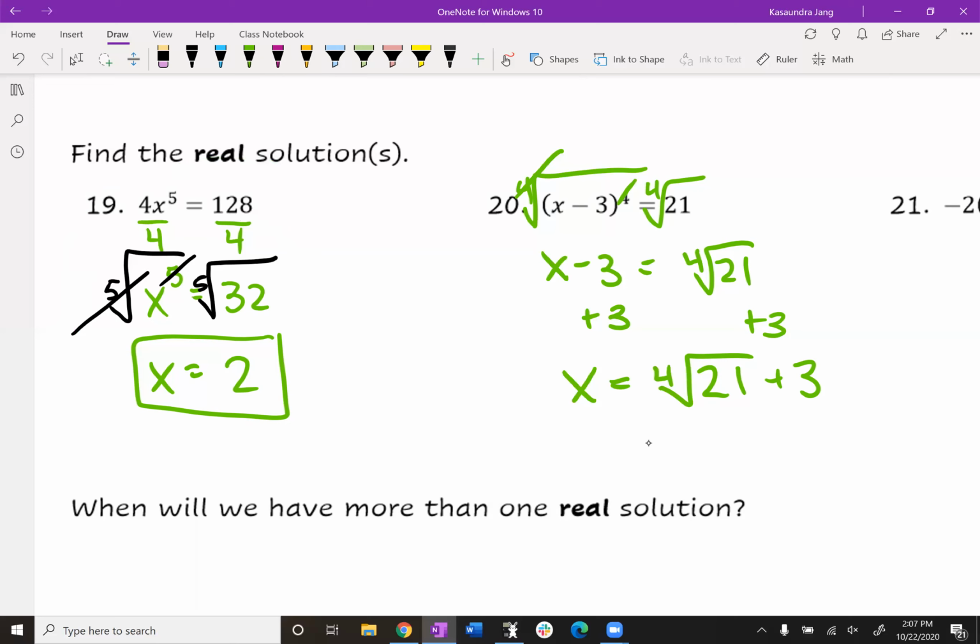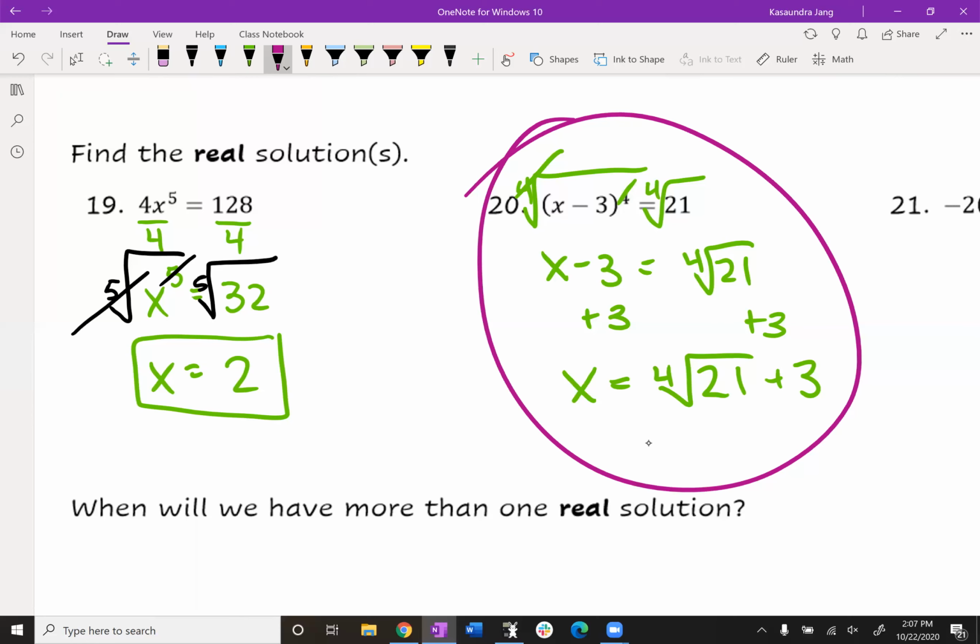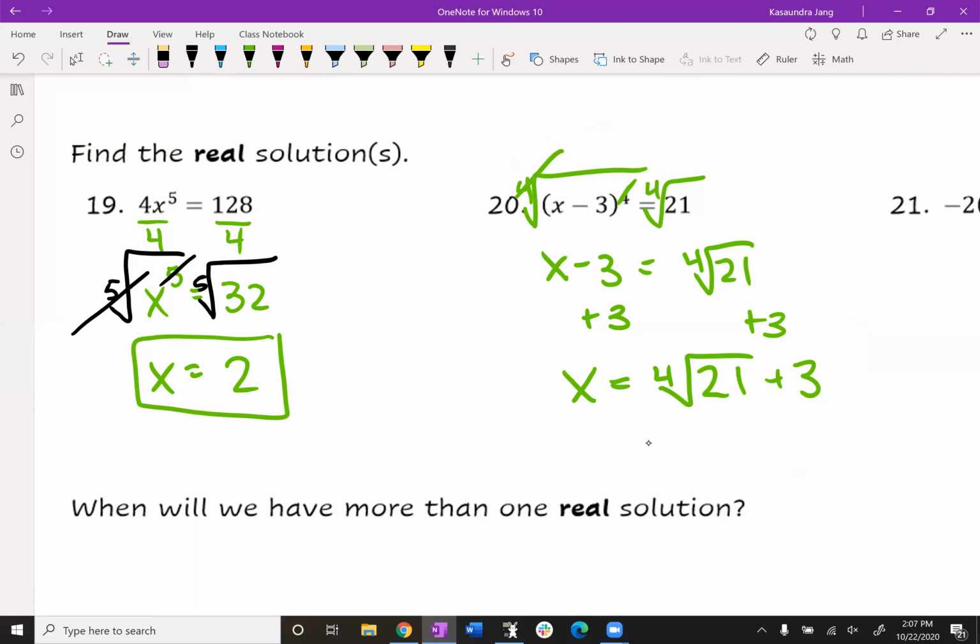This one, you guys said yes. I do need a positive and negative. Whenever I have an even root, this was a 4th root, 4 is an even number, I go with my plus or minus, which means I actually have 2 separate answers here. I've got a positive 4th root of 21 and then plus 3. I've got a negative 4th root of 21 and then plus 3.